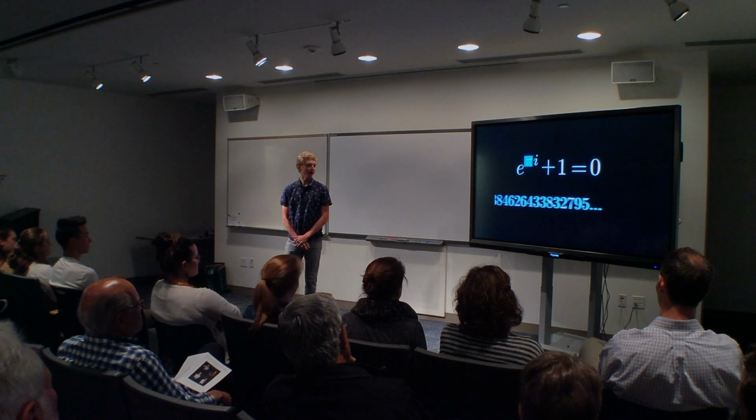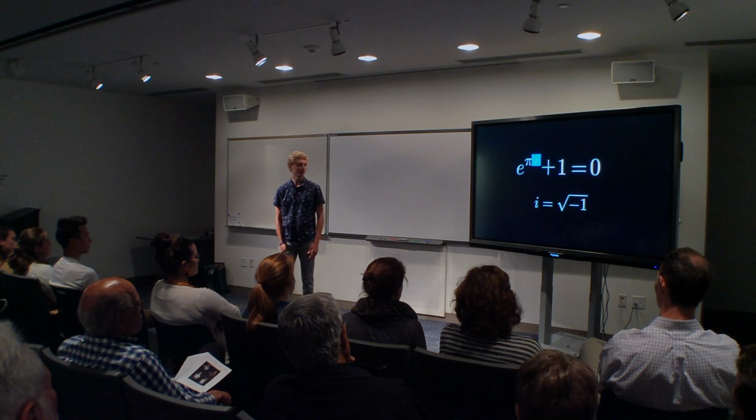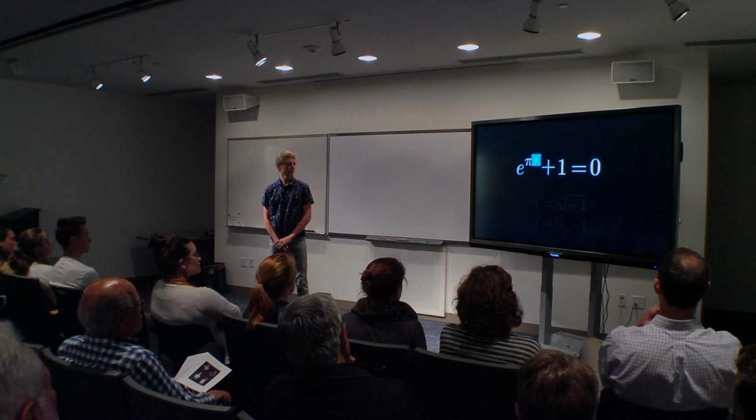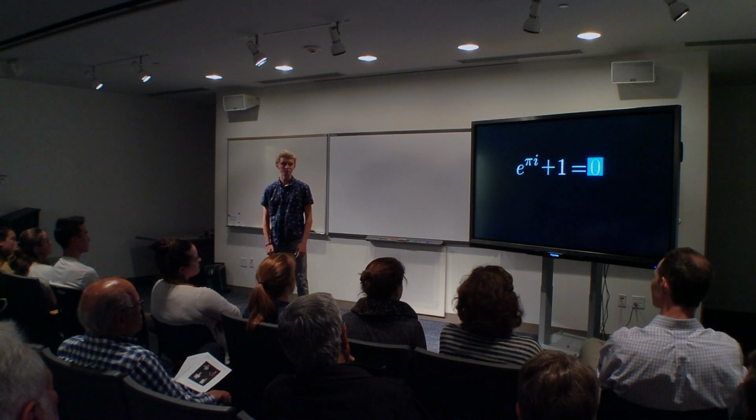Then we have i, which is the imaginary unit. It's equal to the square root of -1. So i times i equals -1. Then we finally have 1 and 0, all in one equation.